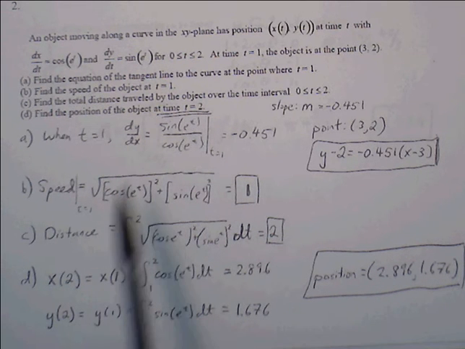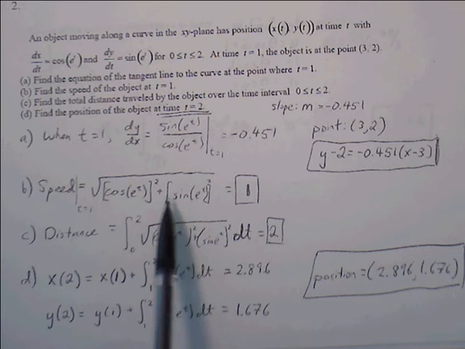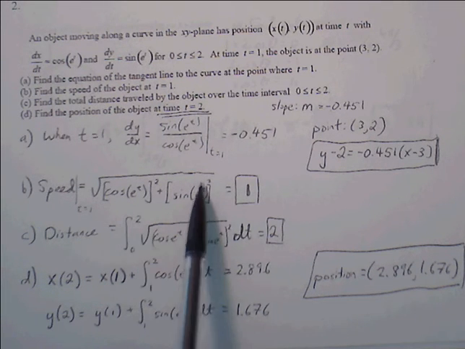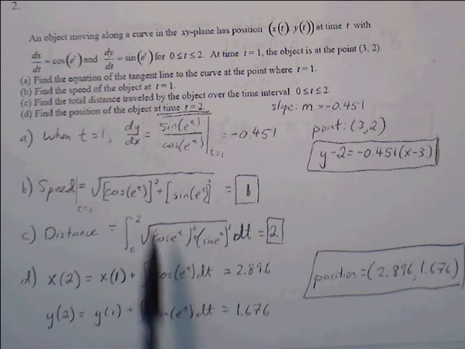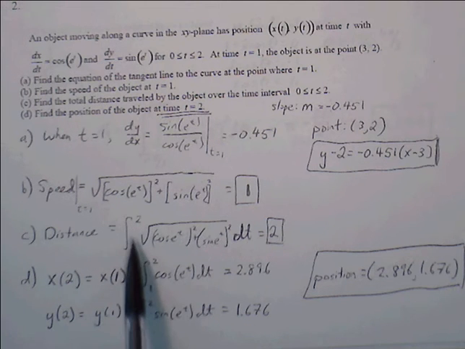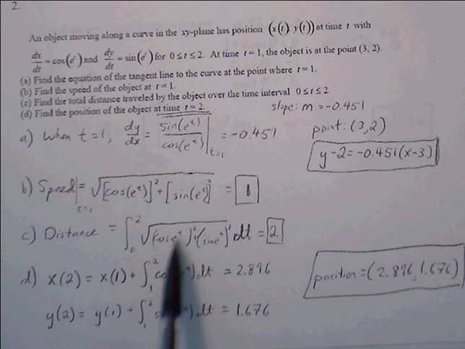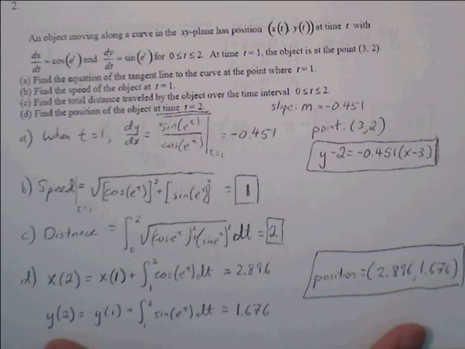All right, part B. Find the speed of the object at t equals 1. So speed is the square root of x prime squared plus y prime squared. And then we can just plug 1 in for the remaining t's, and speed equals 1. Okay, find the total distance. So total distance is the accumulation of the speed. So distance from 0 to 2 of the square root of x prime squared plus y prime squared. Use our calculator and we get 2.